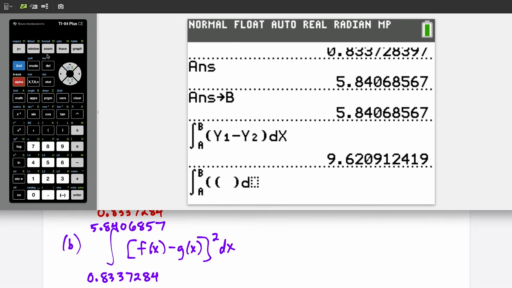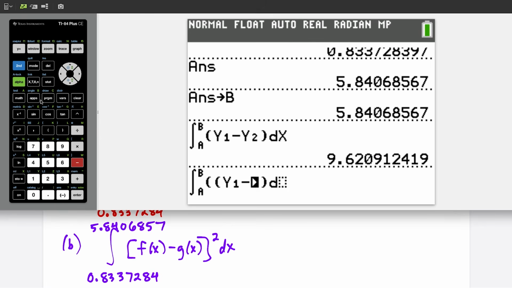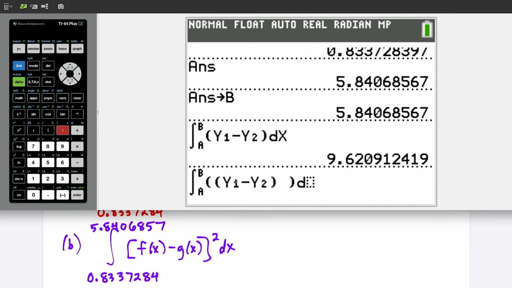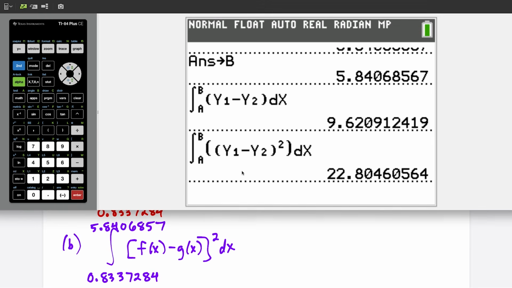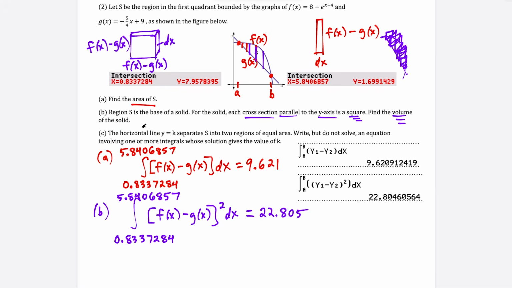So I press alpha trace y1, and then we have minus alpha trace y2. So that gives us f of x minus g of x. And now I close the parentheses around f of x minus g of x, and I square it. And now I tack on the dx at the end, and this is going to give us our solution to part B. So now we'll write our answer, and we'll round to 3 decimal places. So we have 22.805.